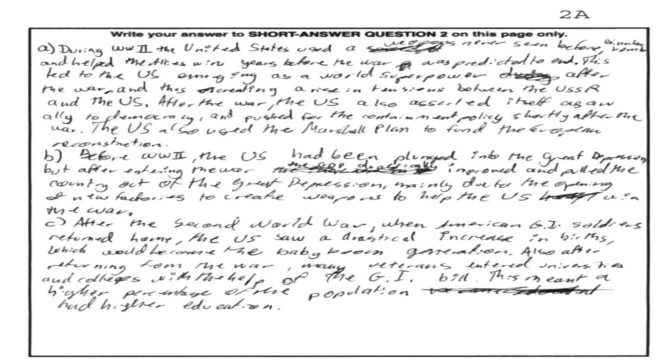Now that I've given my response, I wanted to highlight the College Board example of a high scoring example which earned a point. We're going to be looking at just part A for this portion. And I know it's a little hard to read, but it says, during World War II, the US used a weapon never seen before, an atomic bomb, and helped the Allies win years before the war was predicted to end. This led to the US emerging as a world superpower after the war, and thus created a rise in tension between the USSR and the US. After the war, the US also asserted itself as an ally to democracy and rushed for the containment policy shortly after the war. The US also used the Marshall Plan to fund the European reconstruction.